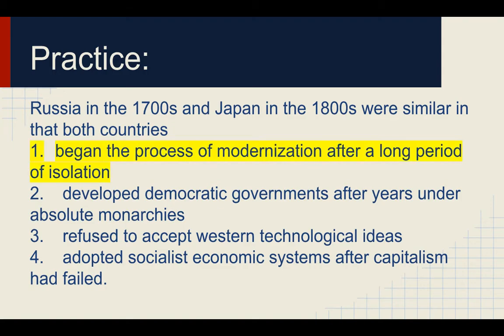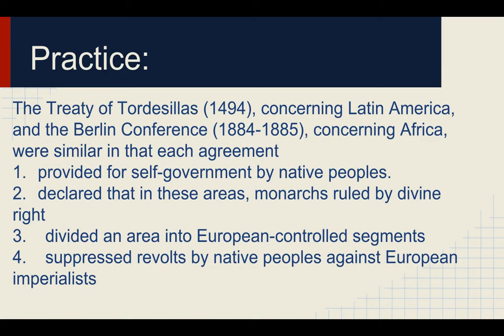The answer is 1. The Treaty of Tordesillas concerning Latin America and the Berlin Conference concerning Africa were similar in that each agreement provided for self-government by native peoples, declared that in these areas monarchs ruled by divine right, divided an area into European-controlled segments, or suppressed revolts by native peoples against European imperialists. Divided an area into European-controlled segments.